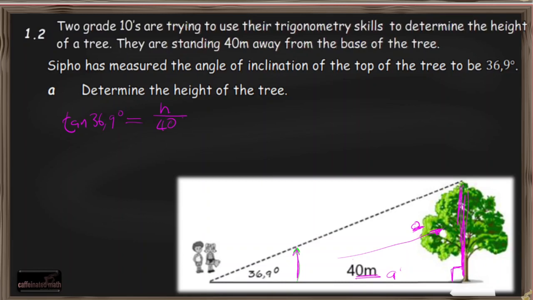Well, to resolve this is quite simple. Just multiply both sides by 40. That's the cancellation I want to cause. Therefore, H is alone on this side, and on that side we have 40 times tan of 36.9 degrees, and that'll simplify to the height of the tree being 30 meters to the nearest meter, obviously.